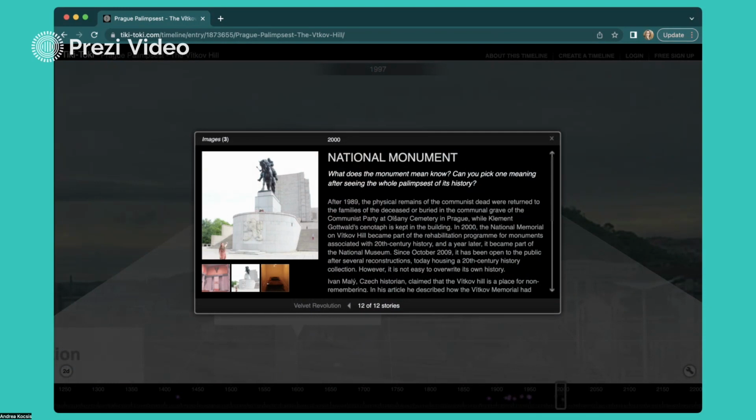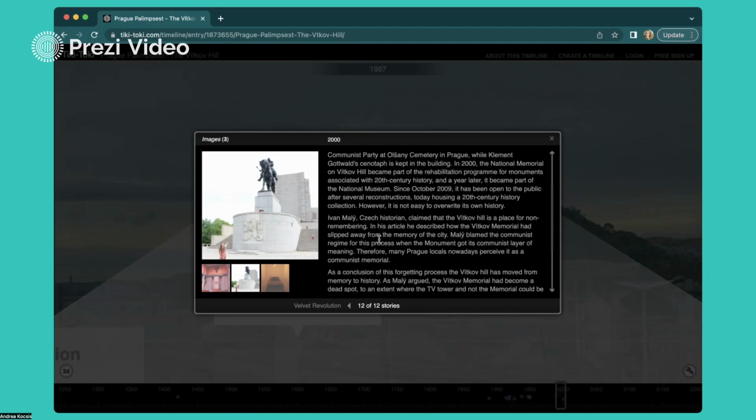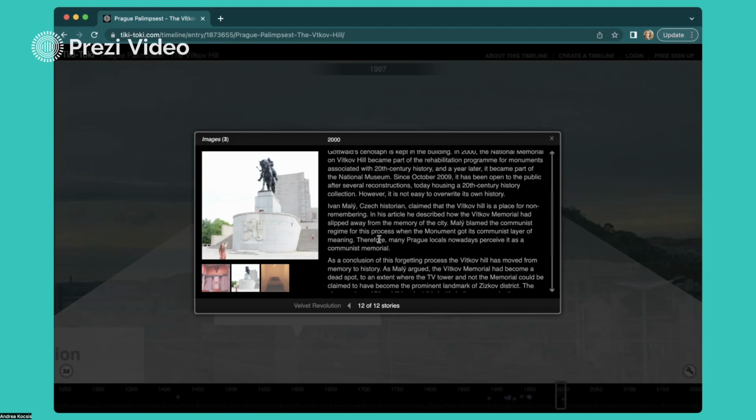Although the physical remains were removed from the building, Klement Gottwald's cenotaph is still there. From the 2000s, this is part of the National Museum and hosts a 20th century collection. However, it's not easy to overwrite the building's own history. Ivan Mali, a Czech historian, claimed that the Vítkov Hill is a place for non-remembering.